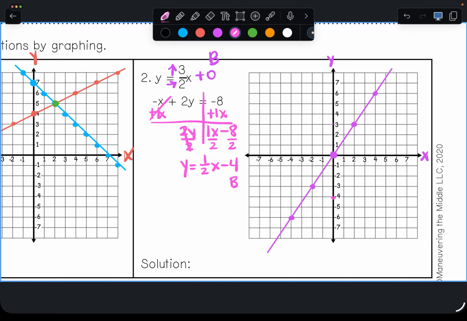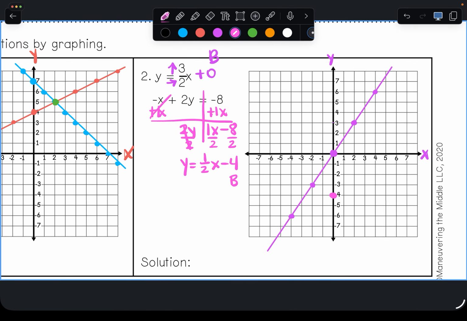Way out here, right? They do not intersect on this graph. It's because they have different slopes. There you go. Okay, so this is technical.